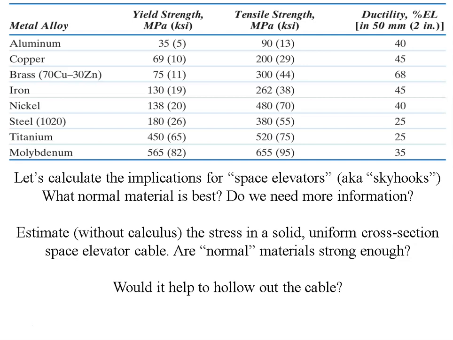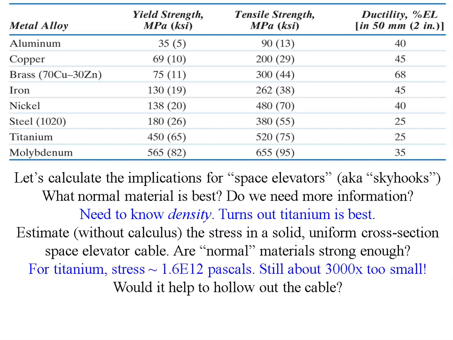So the natural question is, what material do you build the cable out of? Looking at the choices in this table, which normal material is best? Do you think you're going to need more information? Well, as you can calculate, you need to know the strength to weight ratio, so you need to know the density of the material. It turns out titanium is the best material to use among these choices. So I'd like you to estimate without calculus the stress in a solid uniform cross-section space elevator cable. Would any of these materials be strong enough?